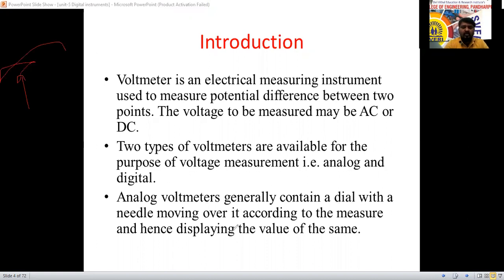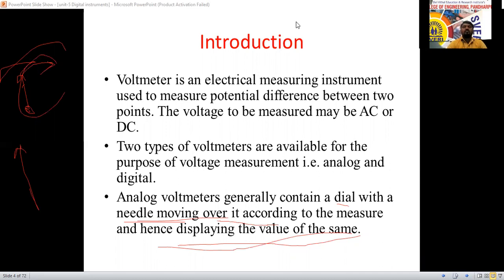So a dial with a needle here. This is the needle and here a dial is there. This needle moves over it according to the measure and hence indicates the value of the same. So analog meters generally contain a dial with a needle moving over it according to the measure. It is going to show the value like that.